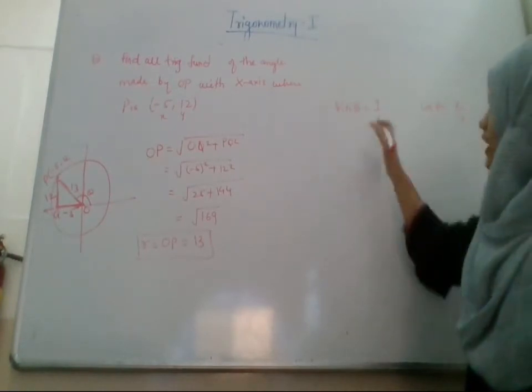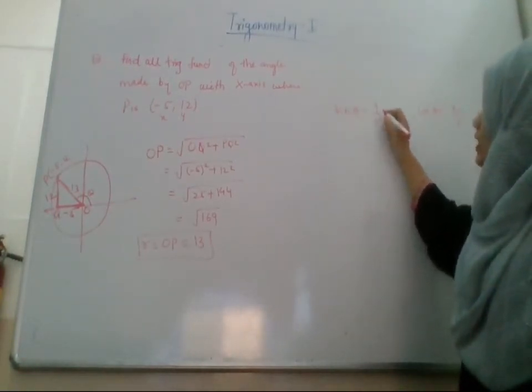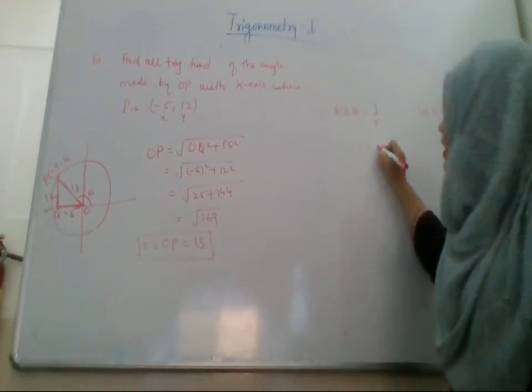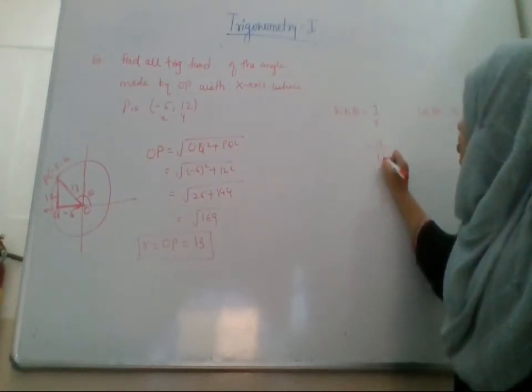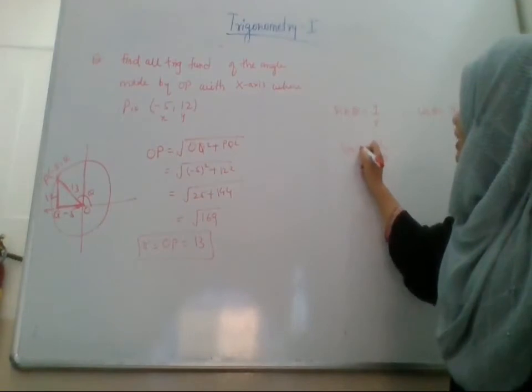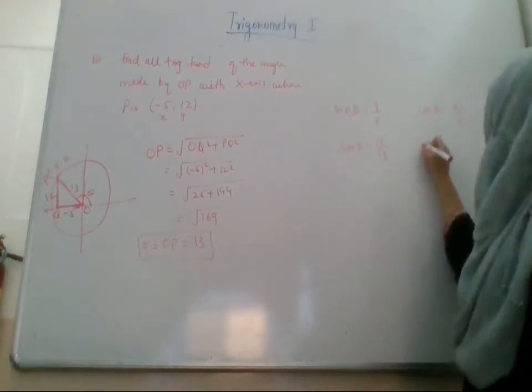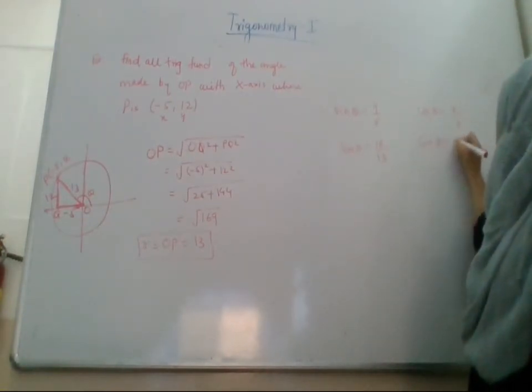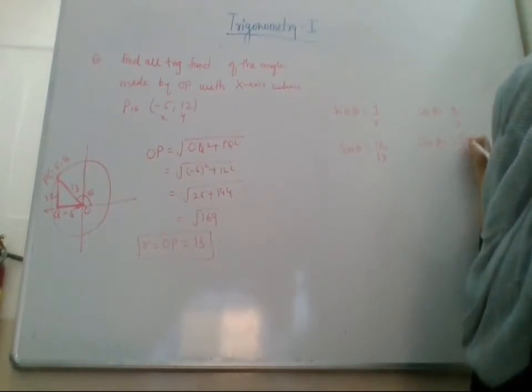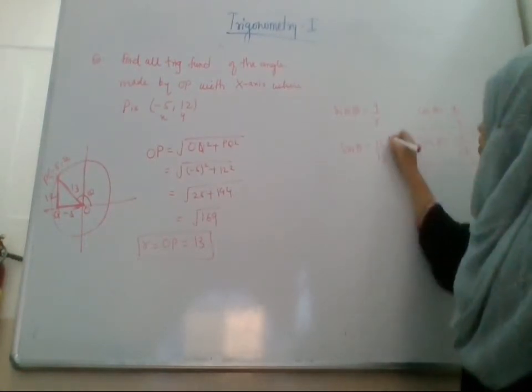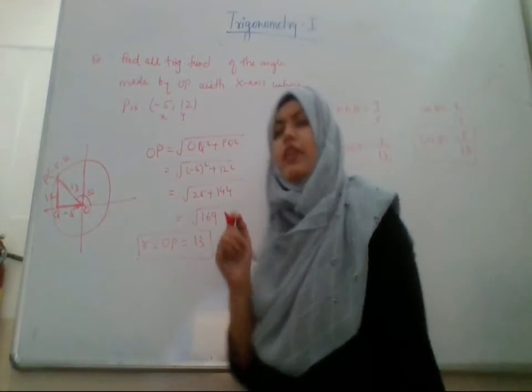Just one point is with us. So sine theta is equal to y. Y is equal to how much? It is 12 and r is equal to 13. So sine theta is equal to 12 by 13. Then cos theta is equal to minus 5 upon 13. Okay. So these are the first two trigonometric values.